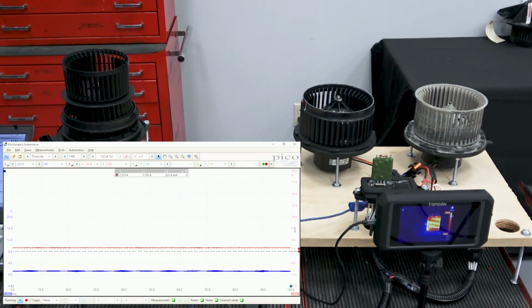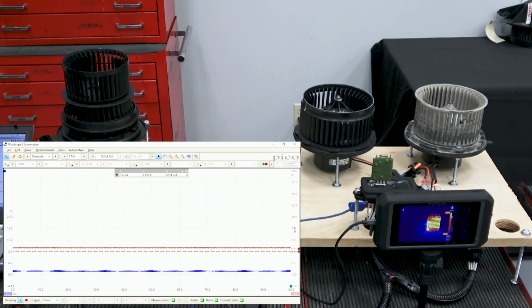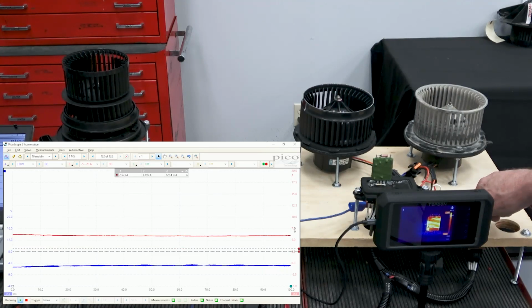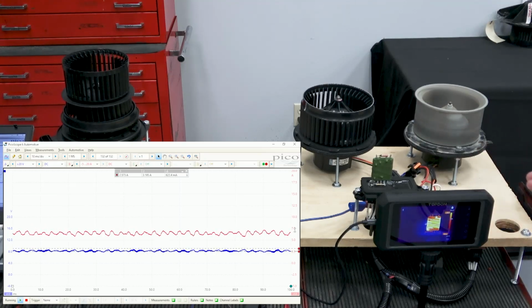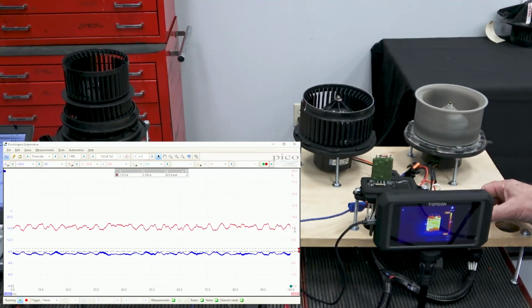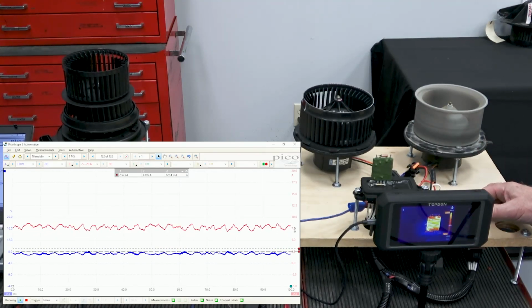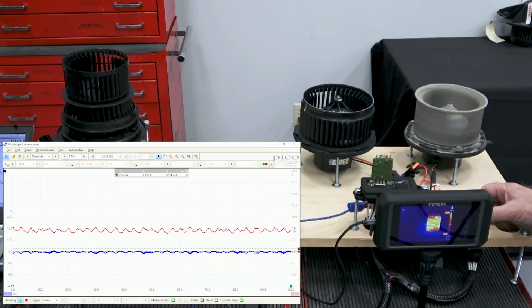Now, if I crank it up to the second speed, maybe even the third speed, notice now, if we look at the motor, you can hear it's noisy. This motor's actually got a bad bearing, and you can hear that it's noisy, but it does work.